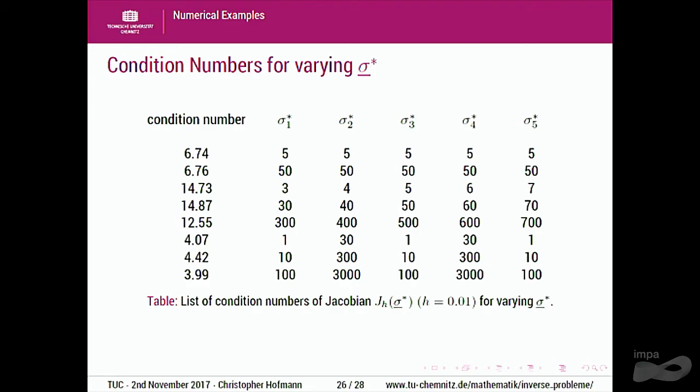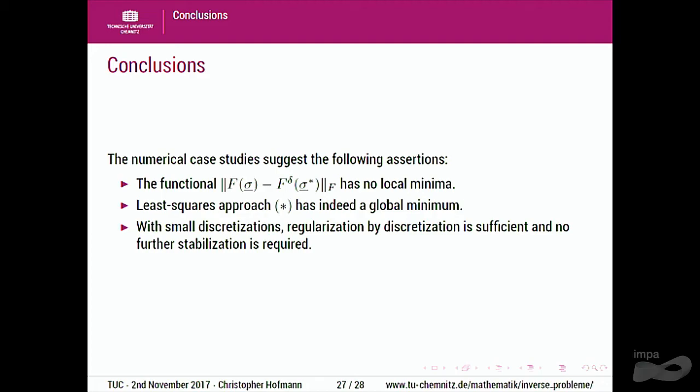So to end the talk, I'd like to draw a few conclusions from this. Our numerical studies lead to the following assertions and conclusions. This whole problem is not as ill-posed as we believed. This discrepancy norm has, in fact, no local minima, or we don't think it has. And the least squares approach indeed has a global minimum, and therefore we can justify algorithmic approaches. Also, with these small discretizations, regularization by discretization takes place, and there was no need for further regularization or stabilization methods.